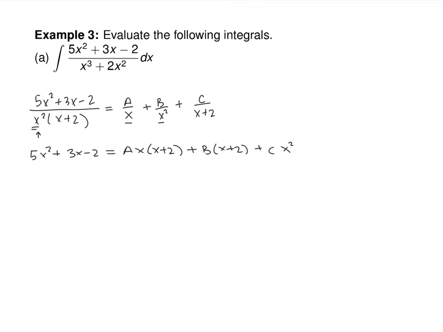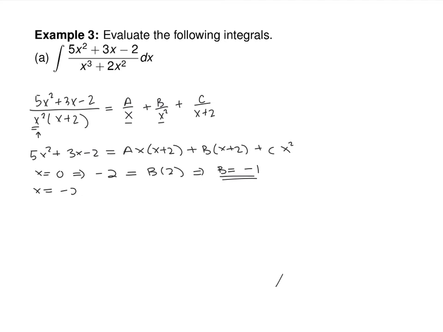Now here you're going to have to use a combination of plugging in various values for x and gathering sort of like terms. I think it's easiest to combine them. So plug in x equals 0, that will 0 out some pieces, and we get negative 2 equals b times 2, and that tells us that b must equal negative 1.